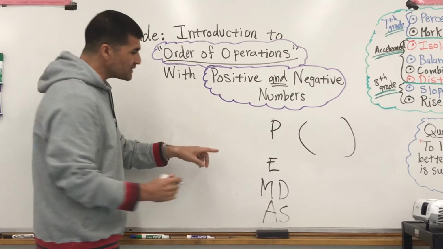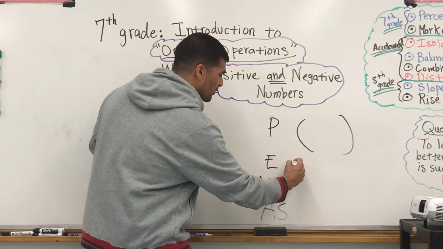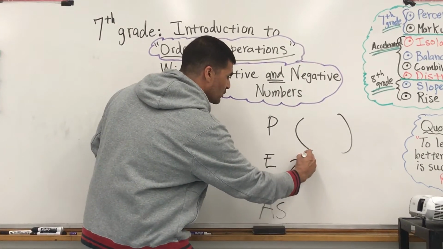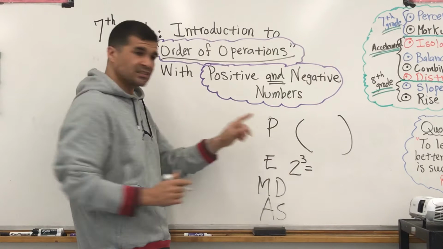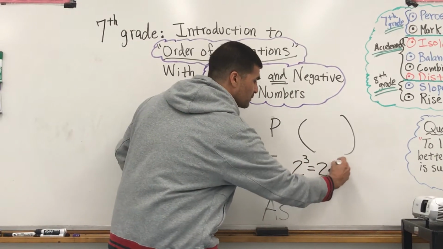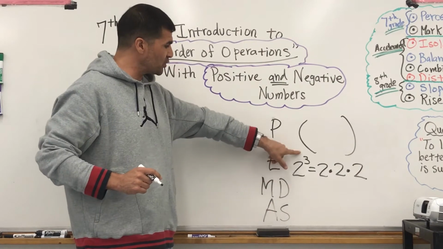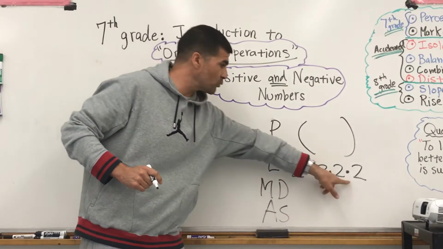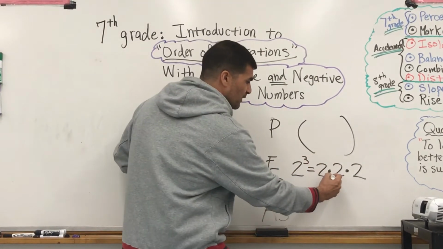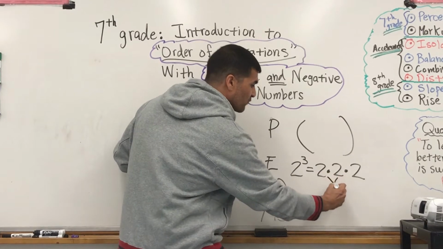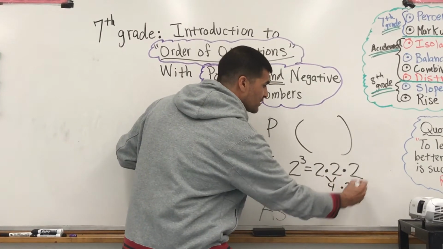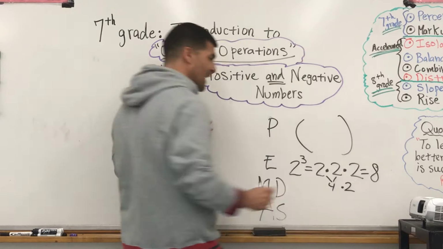So we always have to know what an exponent looks like. Let's say that I have 2 to the third power. This stands for 2 times 2 times 2. I need to multiply this 2 three different times in a row. Well, this is going to give me 4, because 2 times 2 is 4, and that 4 times that 2 is going to give me 8.